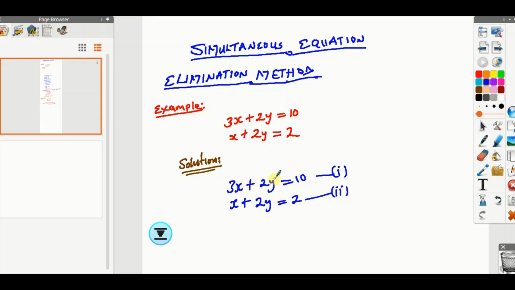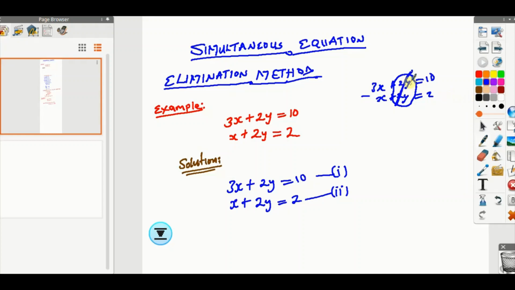Now if we look at this, we have 3x plus 2y equal to 10 and x plus 2y equal to 2, right? If we look at the coefficient of y here, you see that they are the same thing, the same 2, 2, right? So how can we cross it out? Very easy. To cross this one out to become 0, you introduce a negative sign to it.